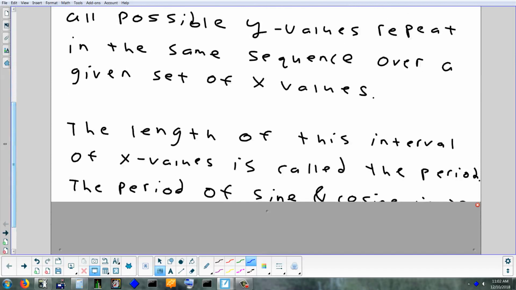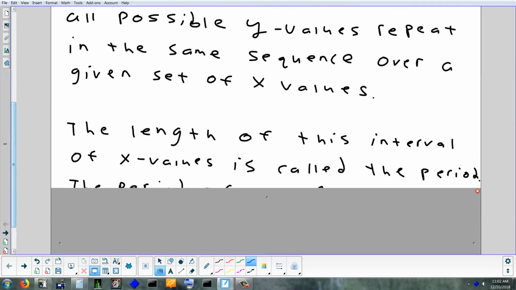Okay, so the length of that interval that you have to go before your graph repeats actually has 2 names. I think I mentioned both. I said it was called a cycle. It's also called a period, 1 period of the graph.